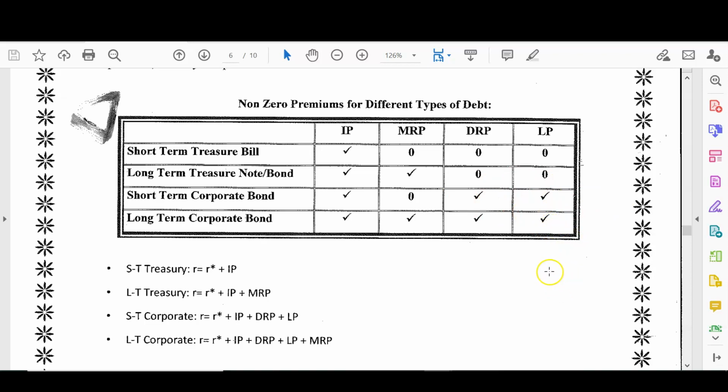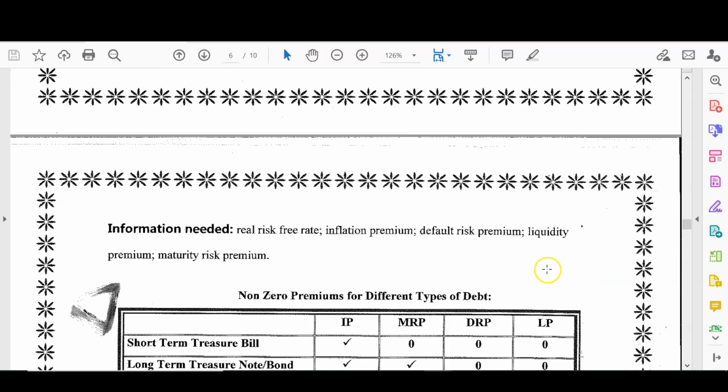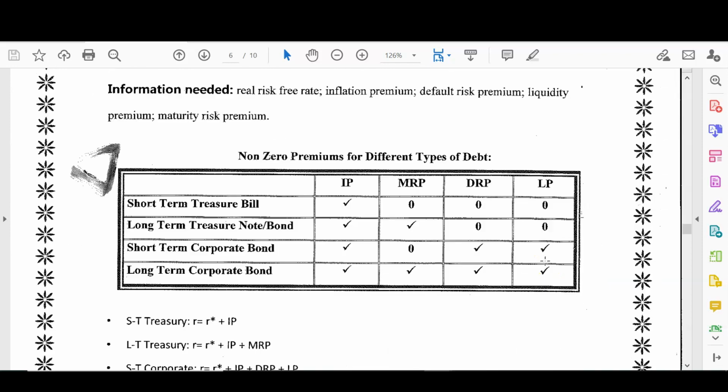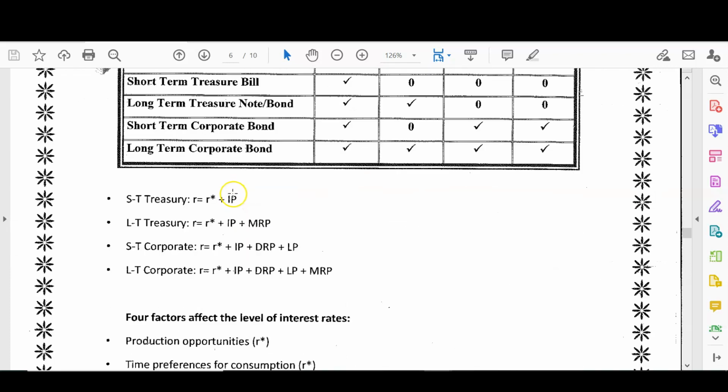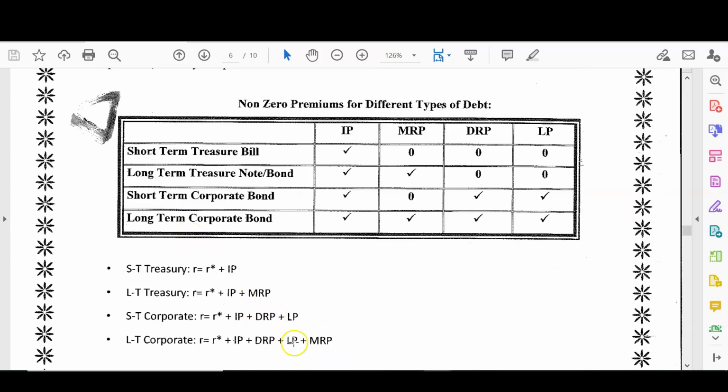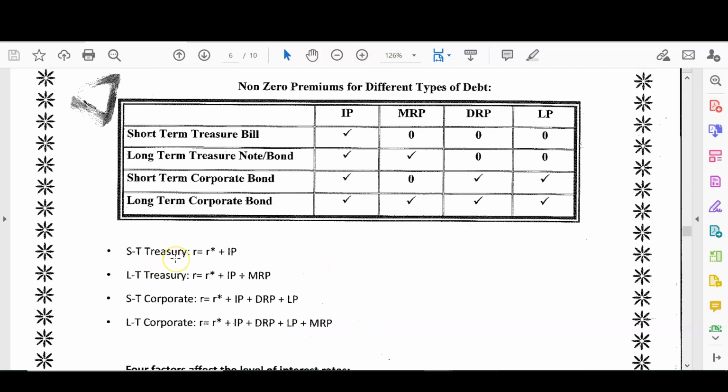Okay, so in our homework or exam questions, even though you have the comprehensive formula on the formula sheet, when you are calculating the interest rates for a bond, you have to consider whether it has IP, DRP, LP, and MRP. However, you need to determine which premiums apply to this type of bond.